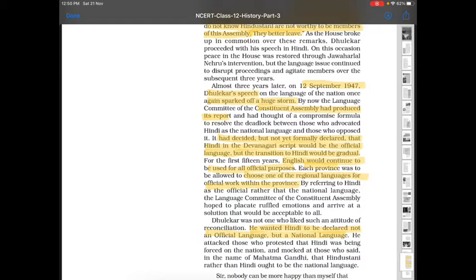So this concept was again opposed by Dhulekar, and he wanted Hindi to be declared as the national language, not as an official language. He wanted Hindi to be the national language, but not as an official language.